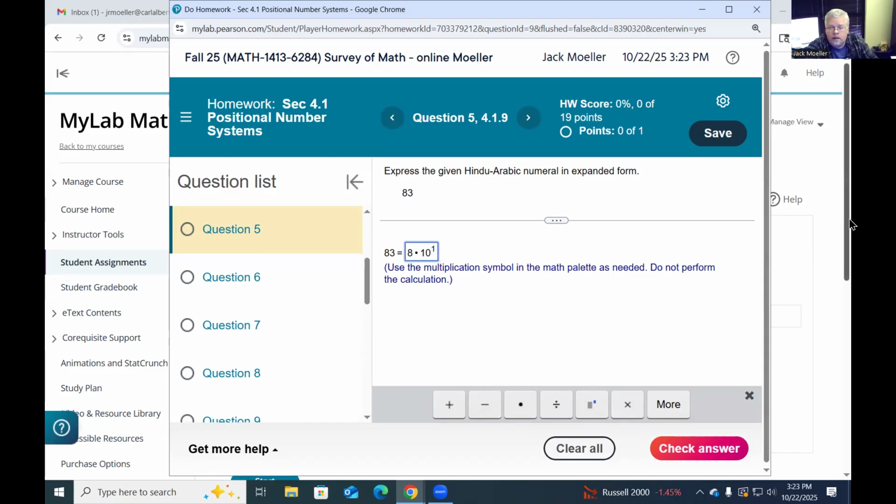Okay, so there's the 80, and then cursor over, so the cursor's big, plus 3 times 1. So that would be the preferred way to write it. You could do 80 times 10.